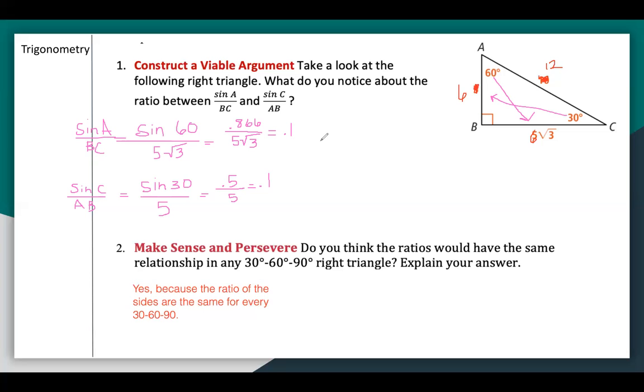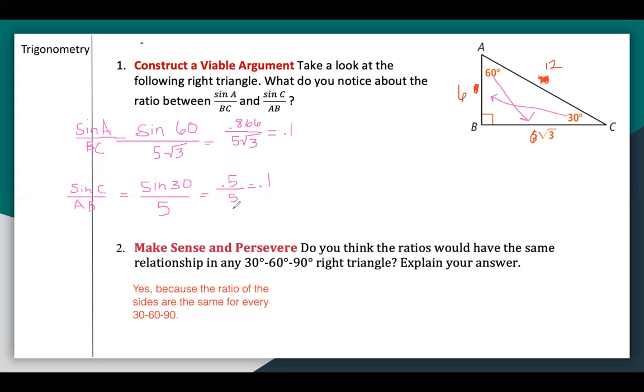Okay. And that's going to be true for all 30, 60, 90 triangles. Okay, the ratio of the sides, 1, square root of 3, and 2, are the same for every single 30, 60, 90 triangle. And if you wanted to, you could figure out what this would be with 6 square roots of 3 and 6. Okay, and actually, let's even do that.